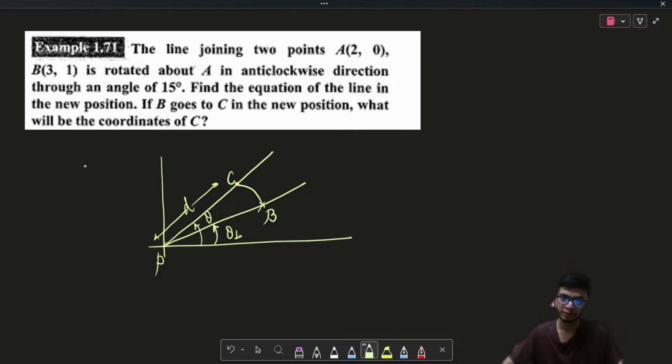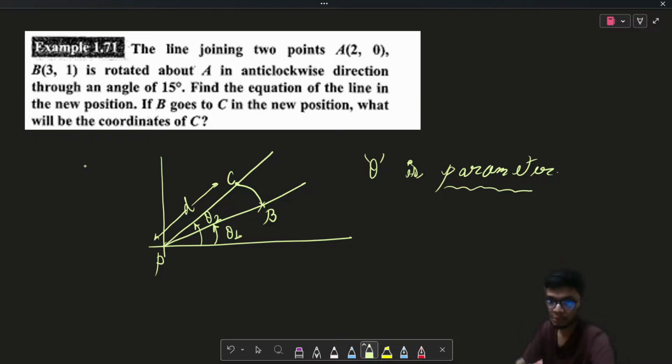So the theta is varied, okay? So the theta is my parameter over here. That is what I actually meant to explain to you when I was describing the parametric form. It may not be only the distance; theta may also be the parameter, where the distance can be fixed. So please try to solve this problem.